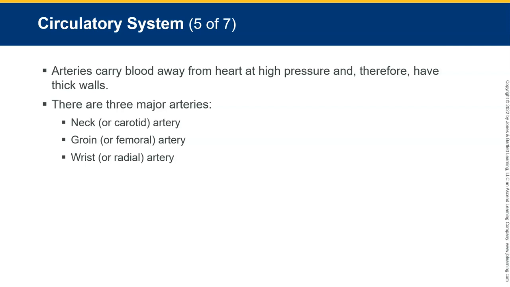So there are 3 major arteries: the carotid, the femoral, and the radial. You see where they're listed: the neck, groin, and the wrist. Those are the different arteries. Major arteries, we use those to measure the patient's pulse, or the wave of pressure that's created by the heart as it forces blood into the arteries. And that helps us determine a blood pressure.